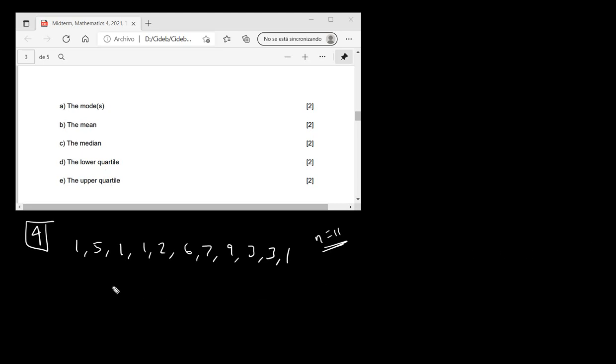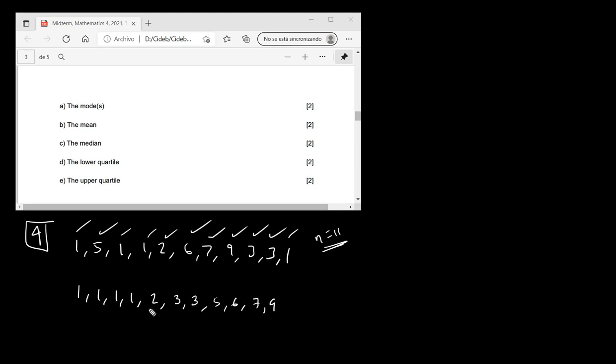It's extremely simple. First, order this data set from lowest to highest. So how many ones do we have? 3, 4, and then 1, 2, and then 2 threes, and then 1, 5, 6, 7, and 9. This is the same data set, but now ordered or arranged from lowest to highest.